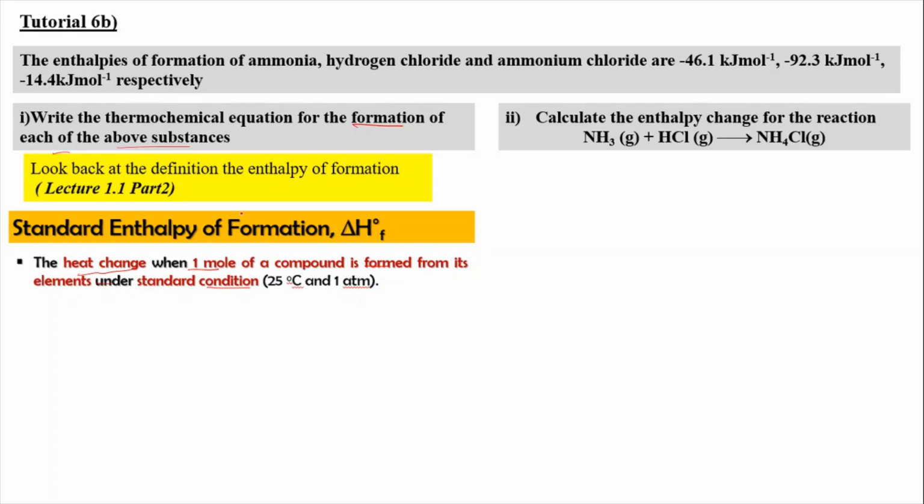Alright, so the question asks here to find the formation of the above substances. So it doesn't mention about standard, so we can ignore the standard condition here. Okay, so basically the idea for the enthalpy of formation is you need your product to be in 1 mole because it says here 1 mole of a compound is formed.